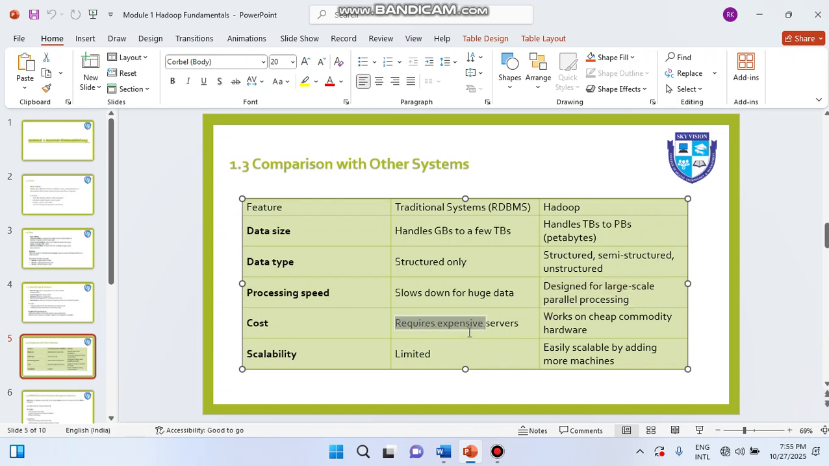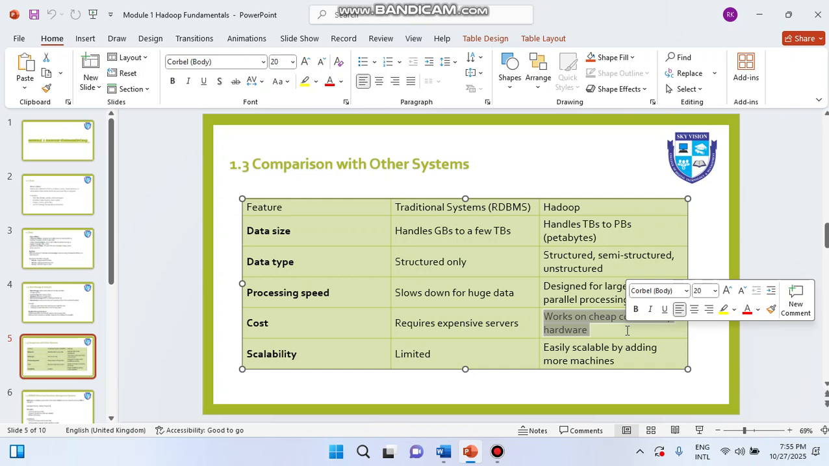Now cost wise, it would be expensive with servers, but Hadoop works on cheap commodity hardware. Over here, hardware is important, not Hadoop. Are you getting it or not?